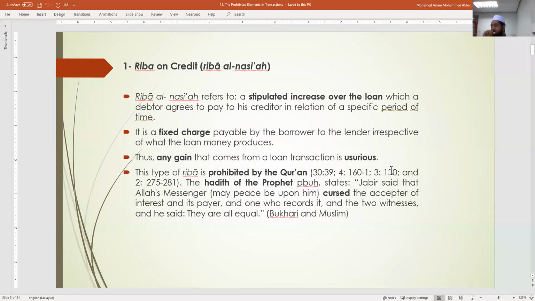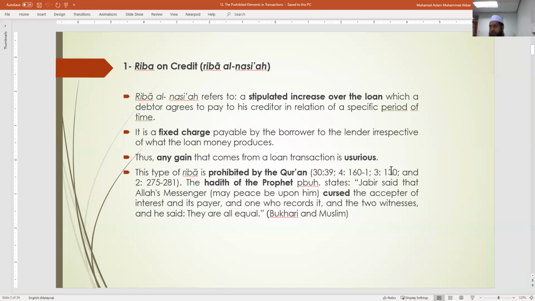It is a fixed charge payable by the borrower to the lender irrespective of what the loan money produces, right? Thus any gain that comes from a loan transaction is usurious.